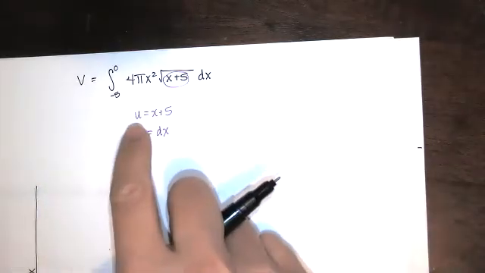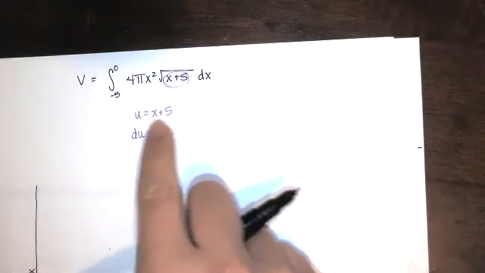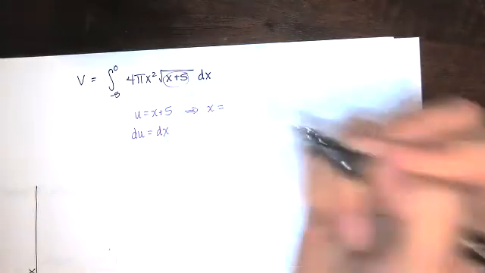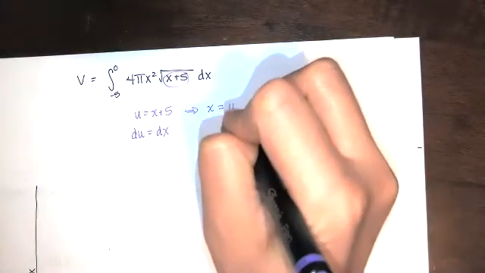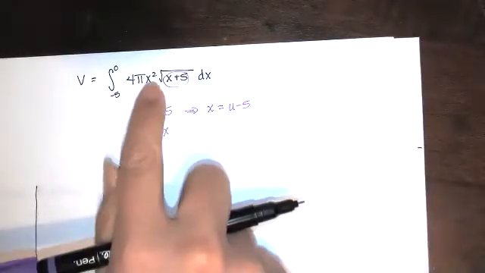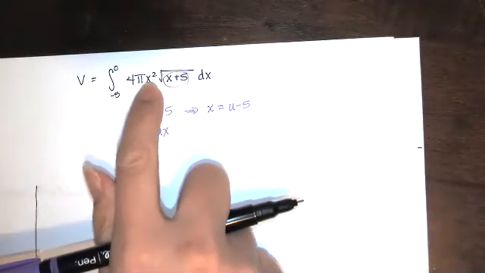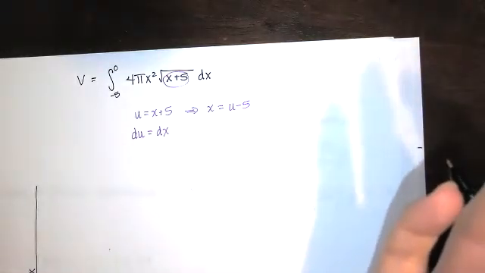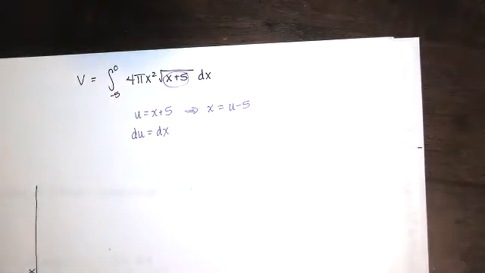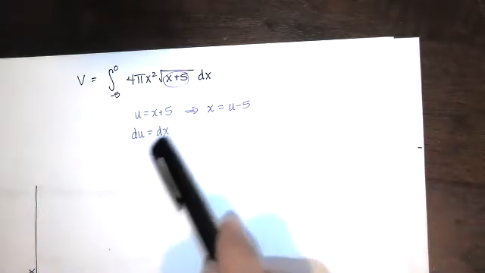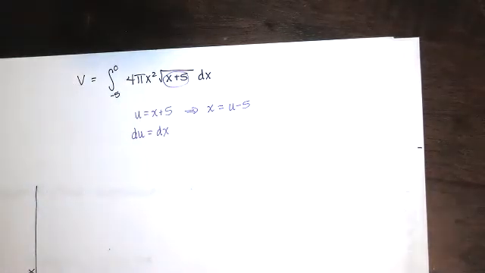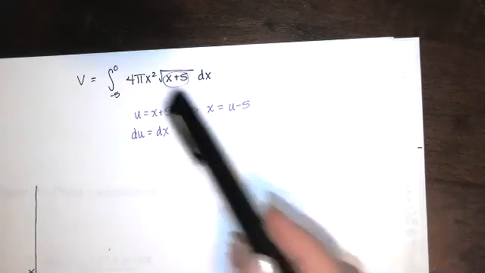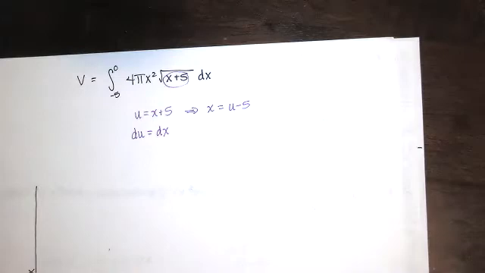But since I have u in terms of x right here, I can also find x in terms of u by subtracting 5 from both sides. And so that x squared can be rewritten as u minus 5 squared because x and u minus 5 are the same thing. So even though this might indicate to you that u sub won't work, actually, since I can get x in terms of u right here, u sub is going to work great.